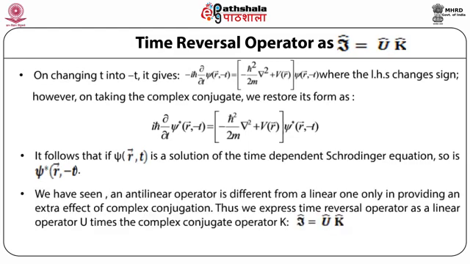And thus we have seen that an antilinear operator is different from a linear one only in the sense that it provides an extra effect of complex conjugation, as we have seen from the example considered above of the time-dependent Schrodinger equation. Thus, we express the time reversal operator as a linear operator U times the complex conjugate operator K.